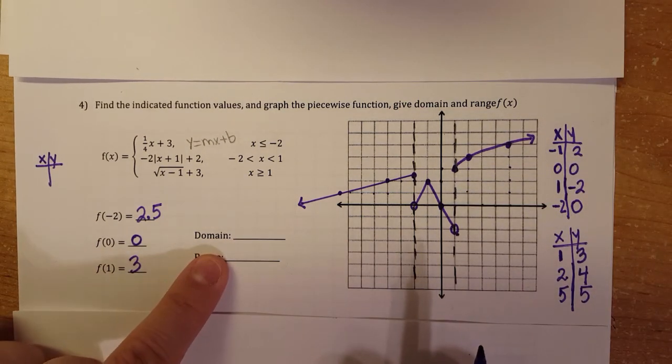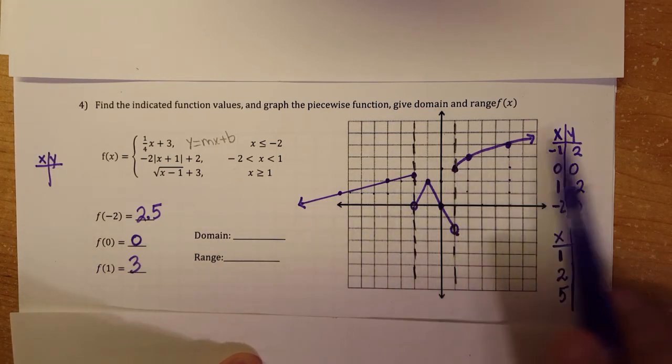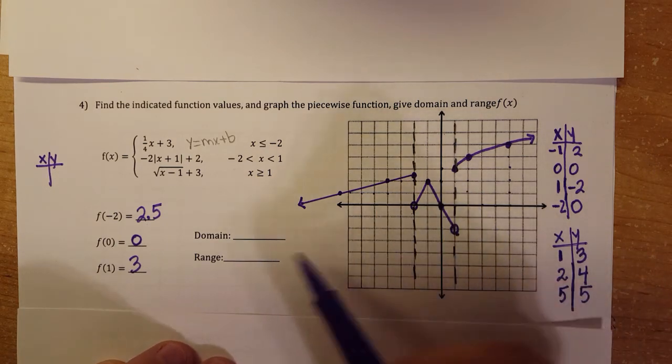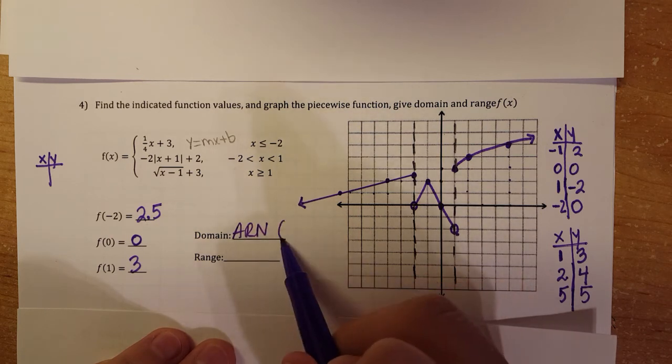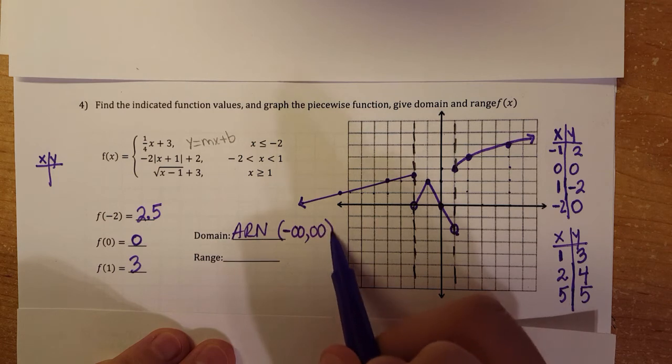The domain for this function, because it goes forever in the left and it goes forever in the right direction, and everything in the middle is included, we call this all real numbers. We could also think of it as from -infinity to +infinity.